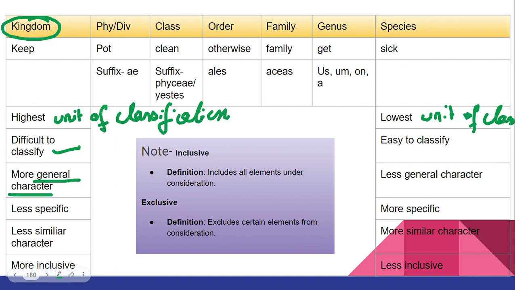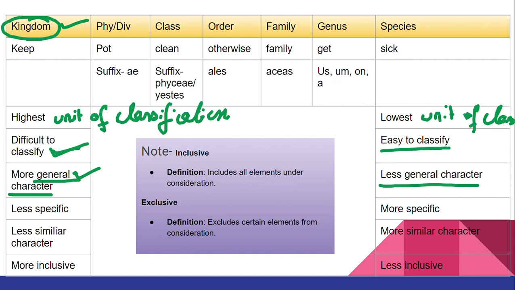When I say kingdom, it is difficult to classify. Why is it difficult to classify? Because more general characters will be there. For example, if I want to put something under kingdom Animalia, I will say whoever does not have a cell wall, I'll put it under kingdom Animalia, right? A donkey is not similar to a monkey, but both are animals. So using general characters, we place organisms in the kingdoms, because it is the highest unit of classification. Since the characters are general, it is difficult for me to classify the organism.